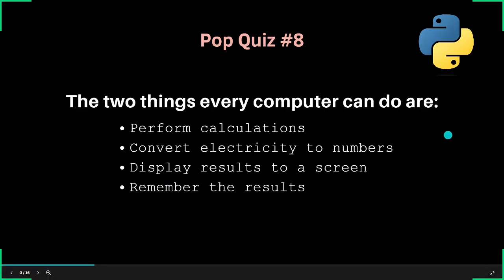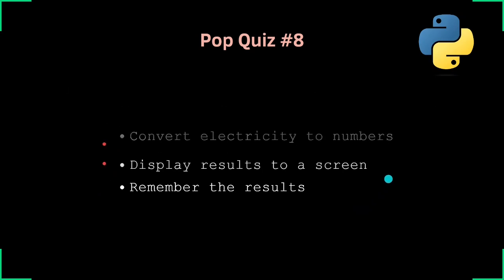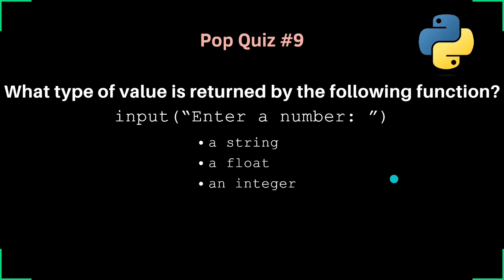So quiz 8 is what we're trying to do, and the Google Meet abruptly stopped after an hour. So the answer to this question, the two things every computer can do are perform calculations and remember results. And then quiz 9, what type of value is returned by the following function? Input, enter a number. I repeatedly emphasize this point that every time we try to give some value to the computer using the input function, the value will be a string data type. So that's the answer for this.